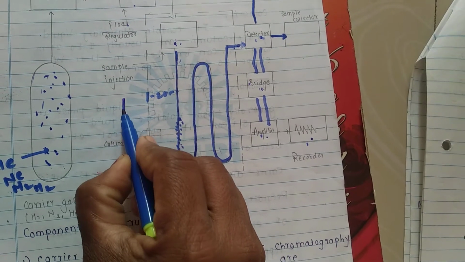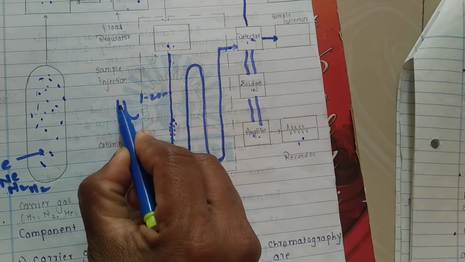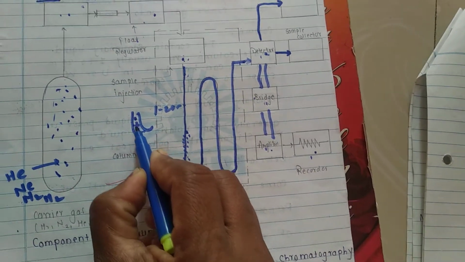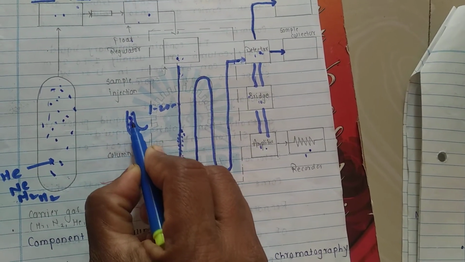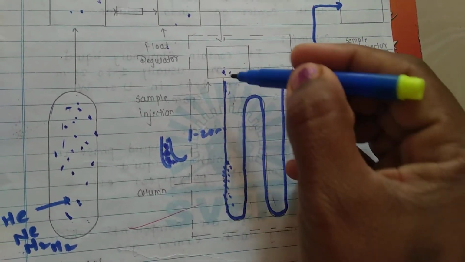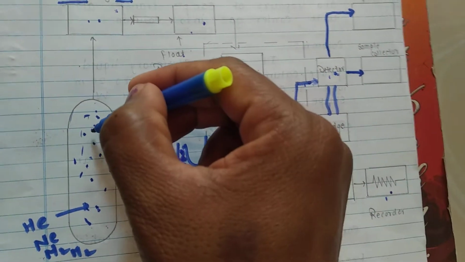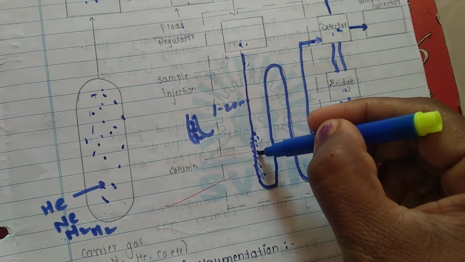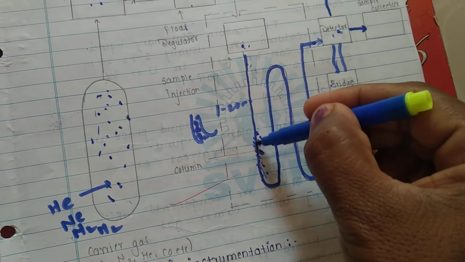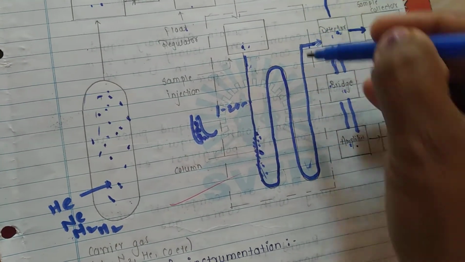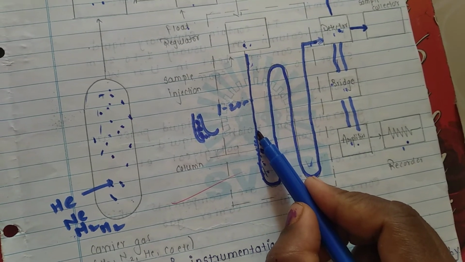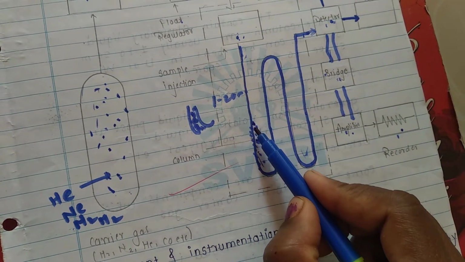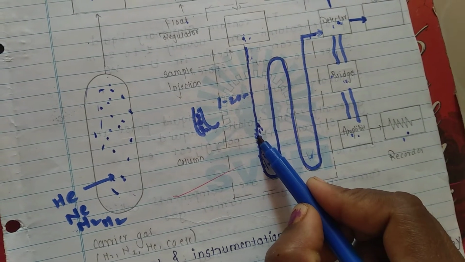Means consider this is a column. Inside this column there is a liquid, and to support that liquid we use a solid here. Means this liquid cannot be moved. When this carrier gas carries the sample through this column, at that time, due to the supporter present, the liquid cannot be moved in the forward direction. This column is made up of aluminum, copper, etc.